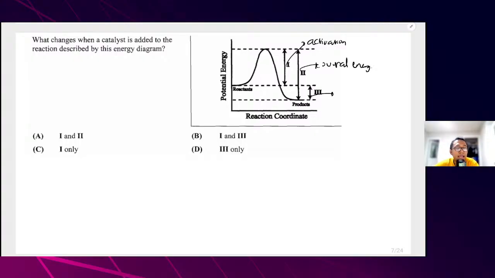So if we are adding a catalyst, it will lower the activation energy. That means arrow 1 gets smaller. With this one it will be smaller. That means 2 and 3 stay the same. Okay, 2 and 3 stay the same. So if we add a catalyst, just the activation energy goes down. What's the number it is?